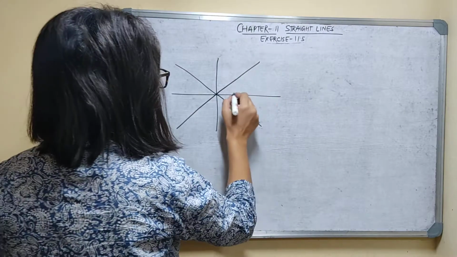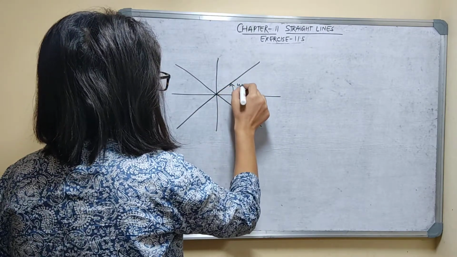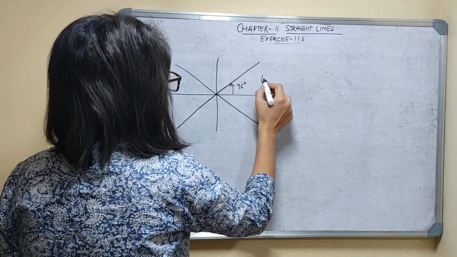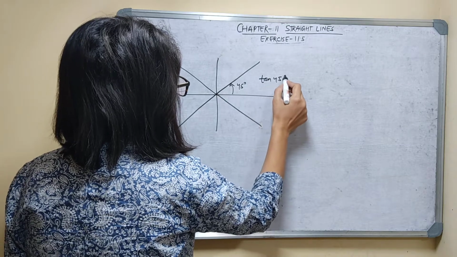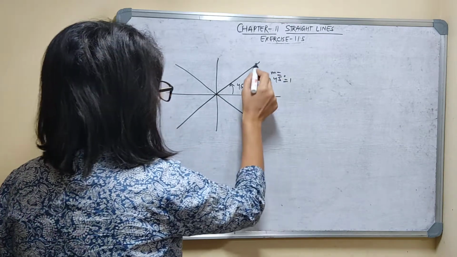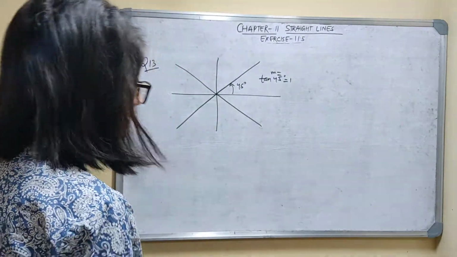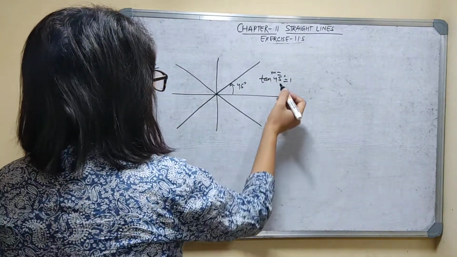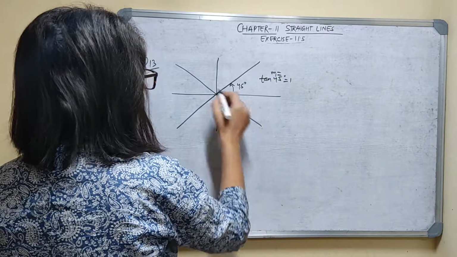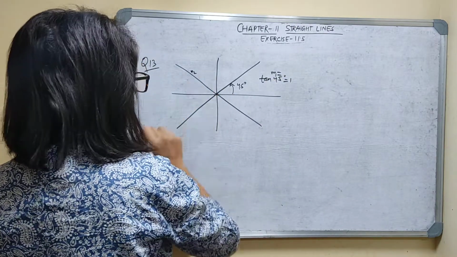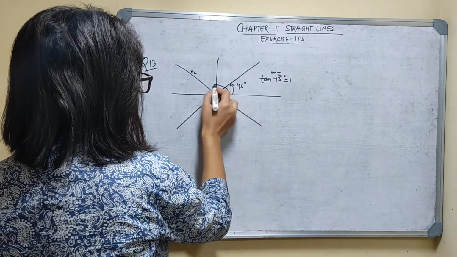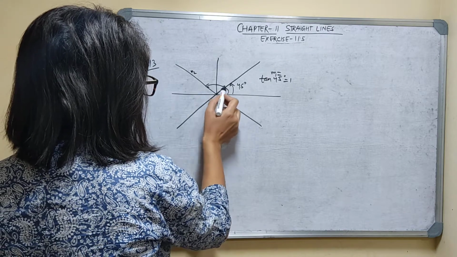In this case, what is the inclination? 45 degrees. So tan 45 is equal to 1, that is the slope of this line. Is it clear? So slope is 1. Let's say in this case the slope is m1. This side I am denoting by m2. So here it will be what?